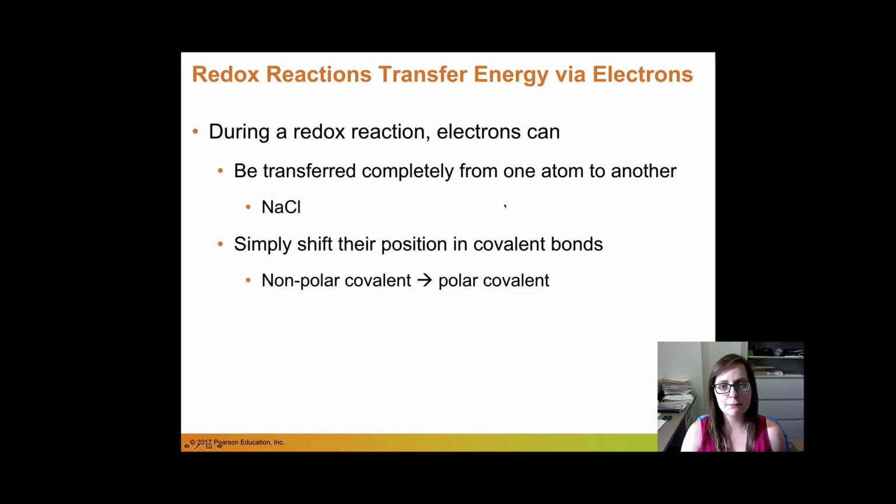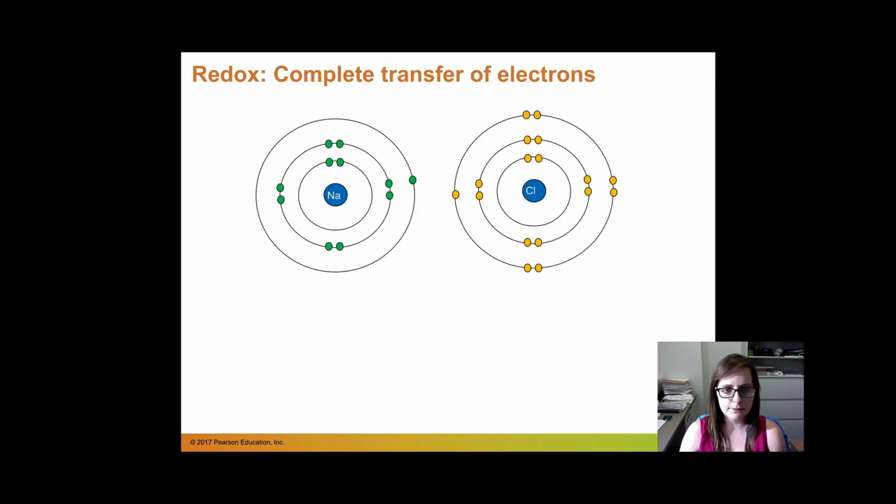There are two types of redox reactions. One involves the complete transfer of an electron. An example of this that we'll talk about is NaCl. And others simply shift position in their covalent bonds. So they can go from a non-polar covalent bond, C-C, to a polar covalent bond, C-O. Let's talk about the complete transfer of electrons in a redox reaction.